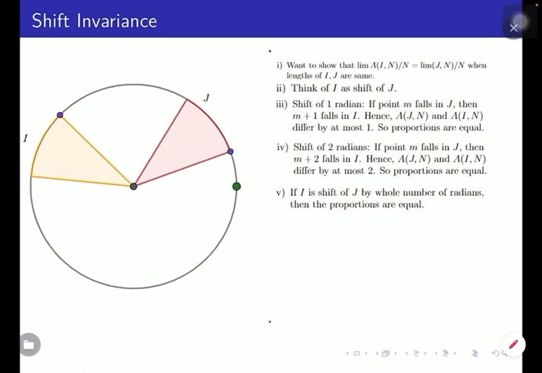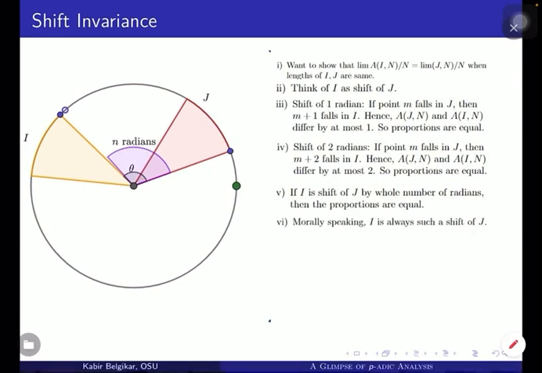Okay, so what if I isn't such a shift? Well, then they differ by some angle, but this angle can be approximated very well by some whole number of radians. And why is this? This is because of denseness. It's essentially what that means. And so we can pretend that I is a shift of J by a whole number of radians, and then you wave the wand of calculus. So we've laid all of the groundwork, and now we can prove uniform distribution.